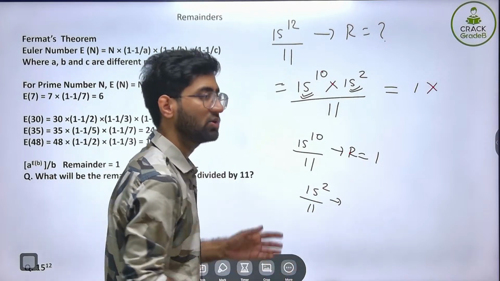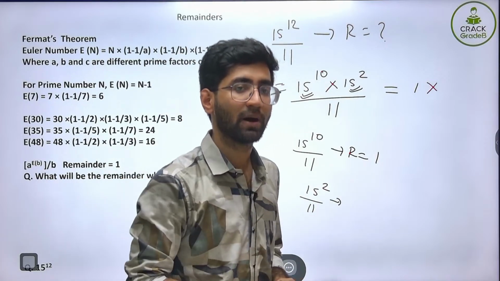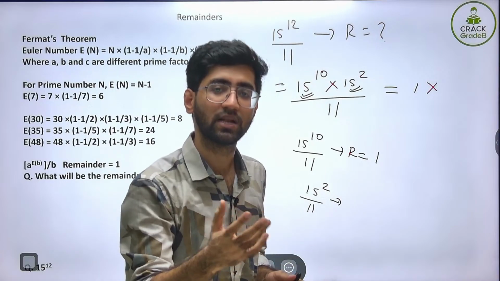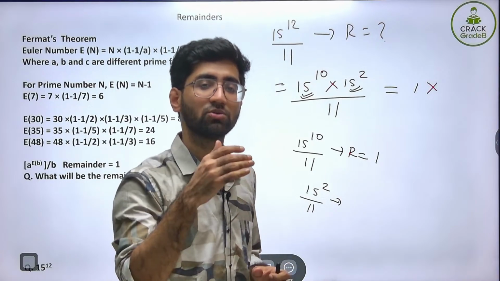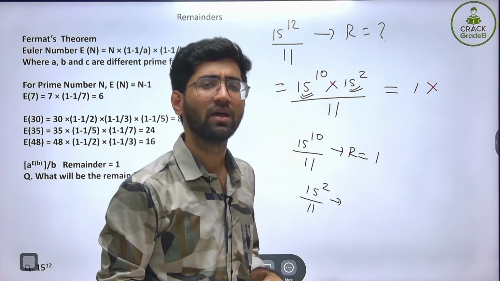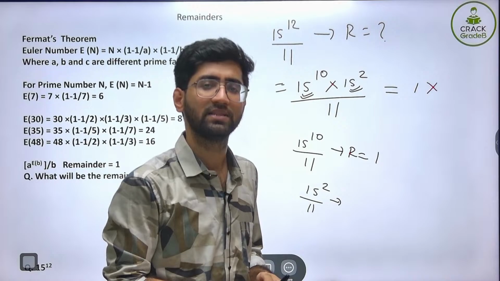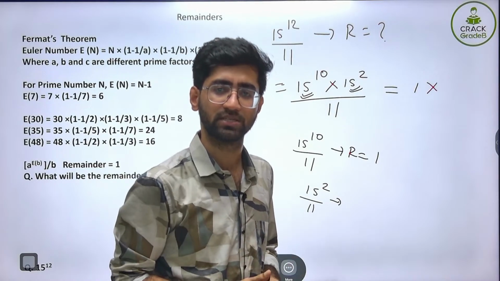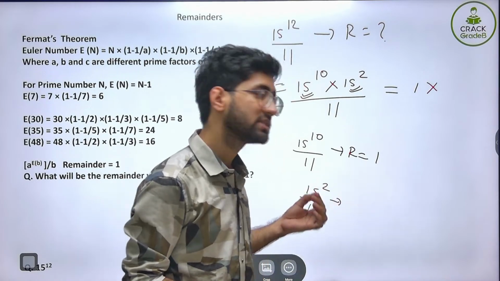See, you can even do one thing: 15 to the power 2 is 15 squared, so basically 225 by 11. You can simply divide 225 by 11 and you can still find the remainder. But we have learned so much about finding the remainder, so why use a lengthy process? We should use the process that we have learned.